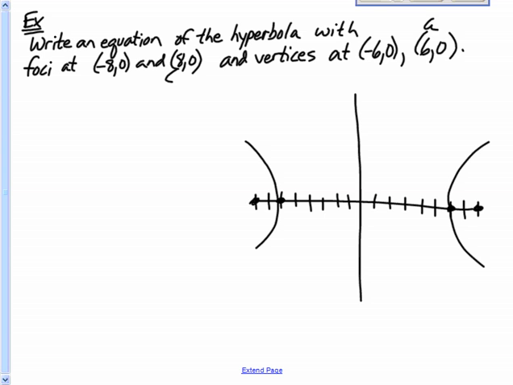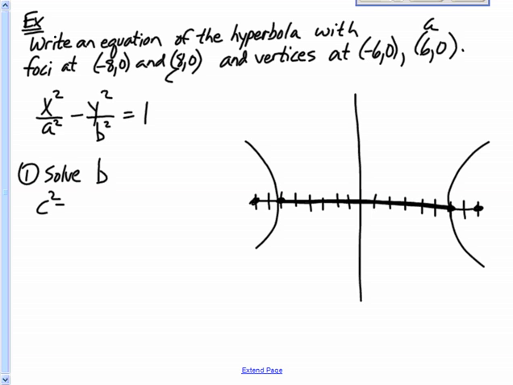Okay, we're trying to write an equation of this hyperbola. Now we know our transverse axis is horizontal because the transverse axis is the line between our vertices. Okay, so you're thinking about this equation right here: x squared over a squared minus y squared over b squared equals 1. So what we need is the A value, which we already know is 6. We need the B value as well. So what we're going to do is solve for B. Since we know our foci, we know C. So c squared equals a squared plus b squared. So we're going to use that equation.